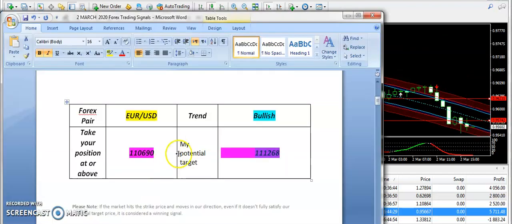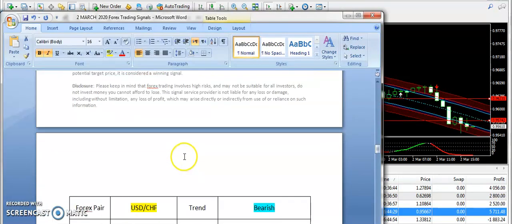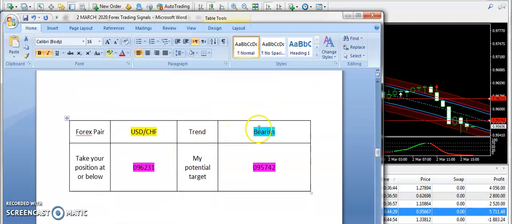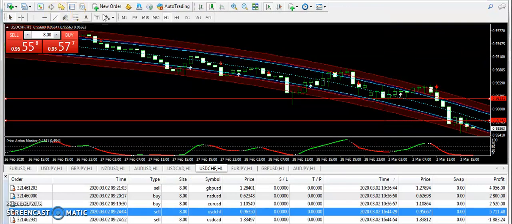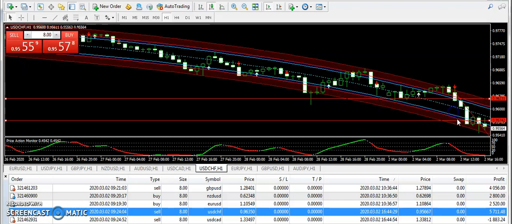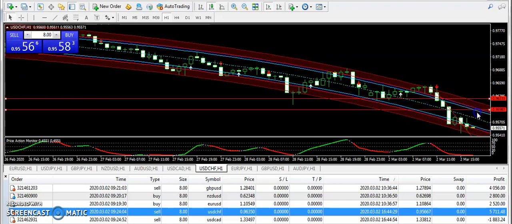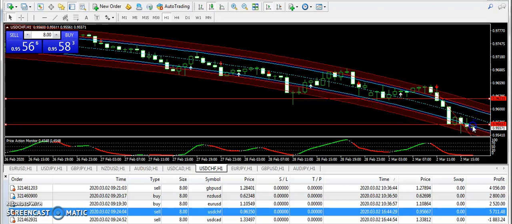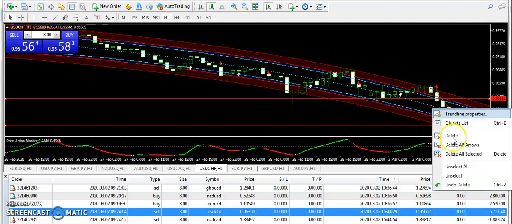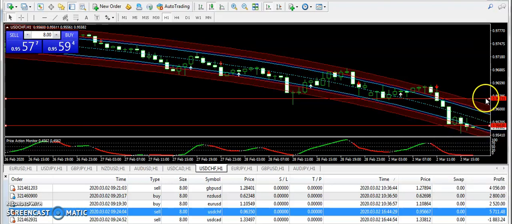At last, I'm going to talk about the drop that we have seen today on USD CHF. USD CHF with a bearish expectation from 096231 and 095742 is the target price. And guys, you can see right from the entry the market started to go weaker and it hit the target price with no problems. Okay guys, overall this is how we use our signals.